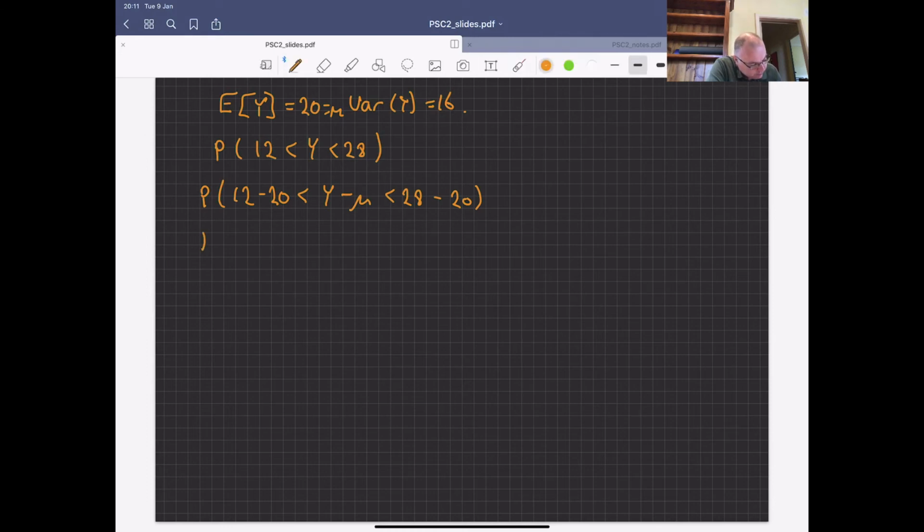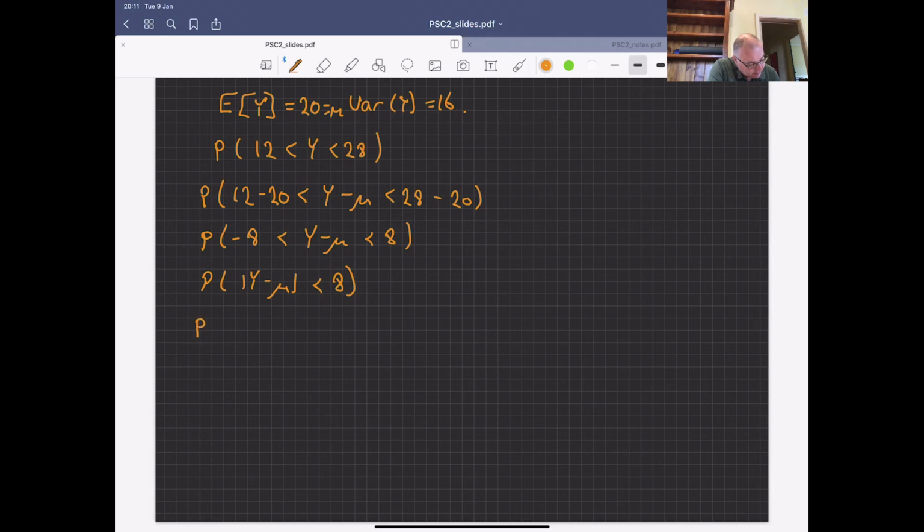This is going to be the probability that minus 8 is less than y minus mu, which is less than 8. That's a good sign that I've set up this problem right, because it works. We've got basically the same distance on both sides. We've got 8 and minus 8. So we can write this as the probability that the absolute value of y minus mu is less than 8. So we've already got a bit of the Chebyshev's, but let's continue.